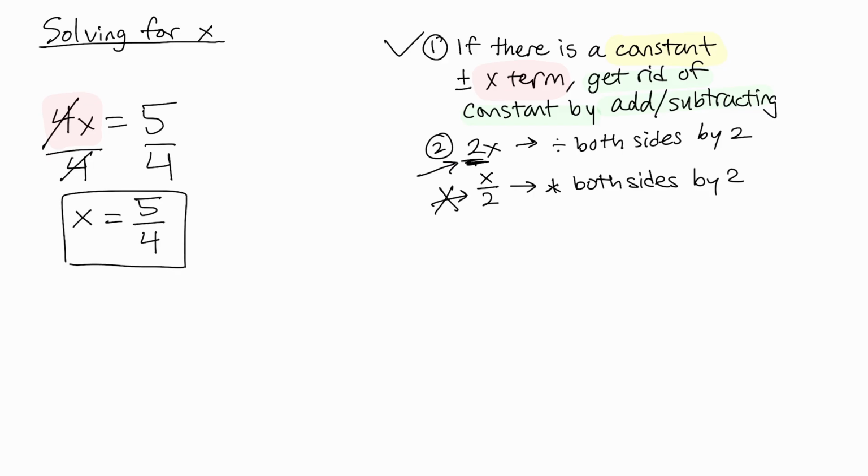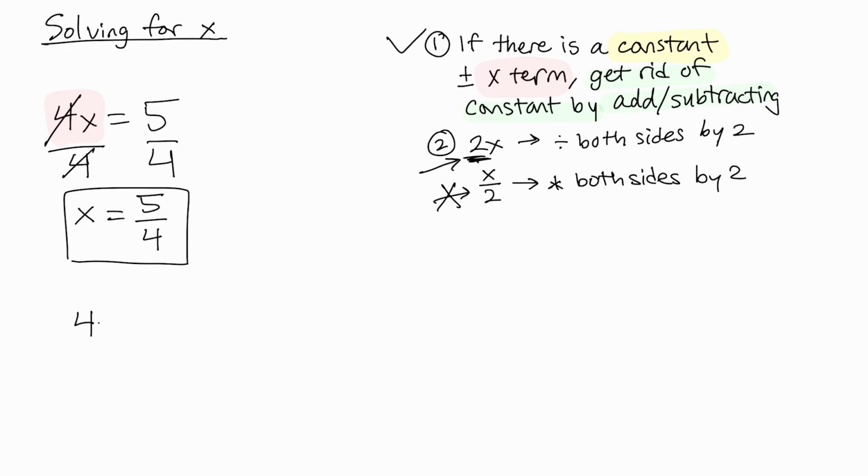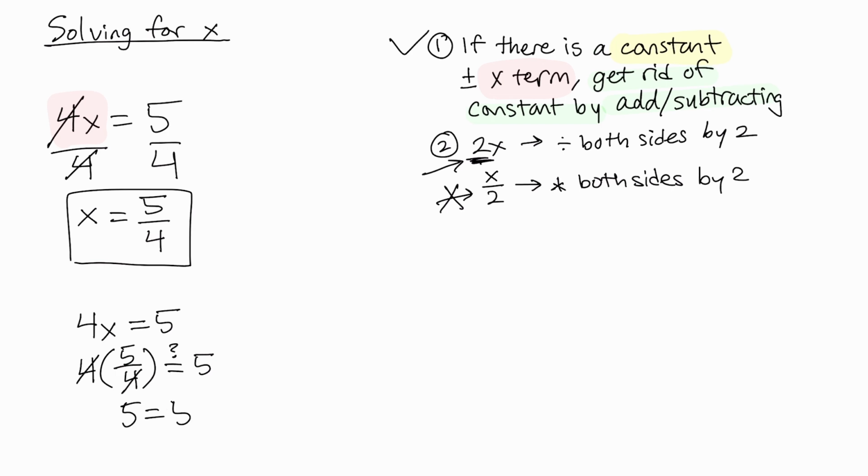Awesome. And we can check our work by plugging x into our original equation, which was 4x equals 5. Plugging in x, we would get 4 times 5/4 equals 5. And we'll put a question mark because we're not sure yet. And yeah, we would see 4 divided by 4 cancels out and get 5 equals 5. Let's do another practice problem.